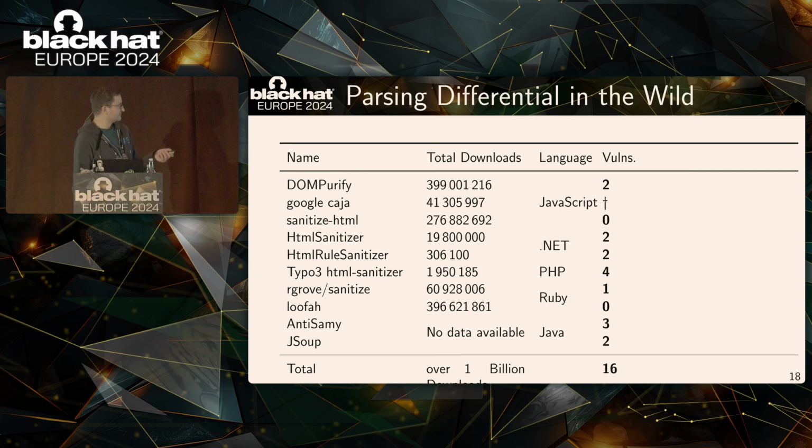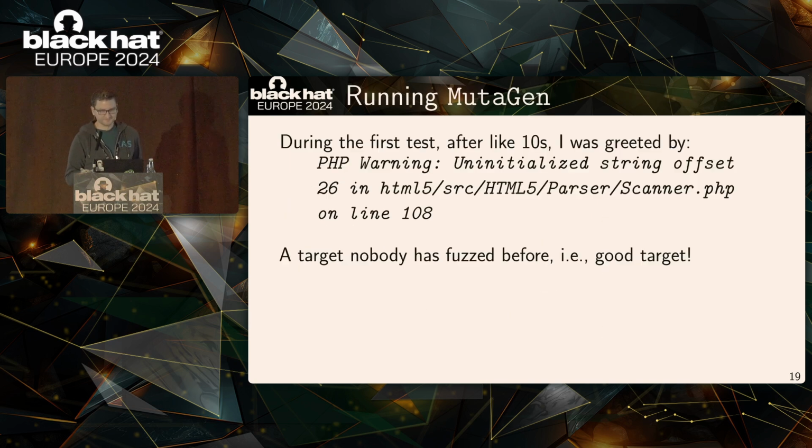And what we can see is that besides Sanitize HTML and Loofah, all of them have vulnerabilities. And in total, they have over 1 billion downloads. So it's not niche software, but software that's used everywhere. Like most big websites use DOMPurify in some sort of capacity.